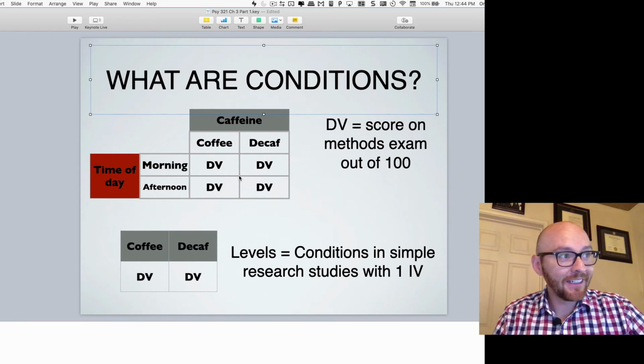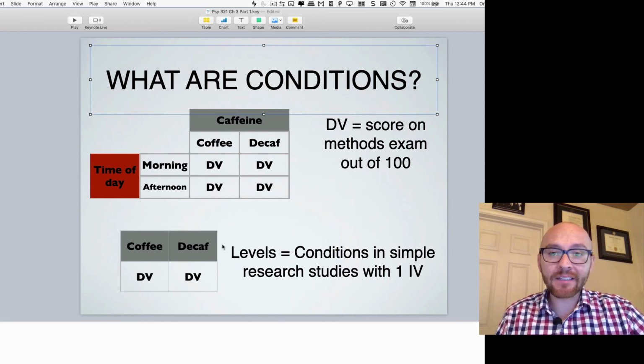There she goes again. So you have caffeine crossed with time of day, and when you do that, you come up with 4 different conditions, different from levels. And each condition has 1 level from each of the IVs.